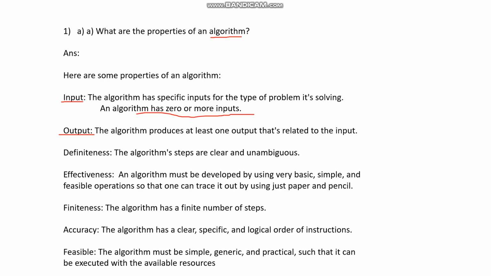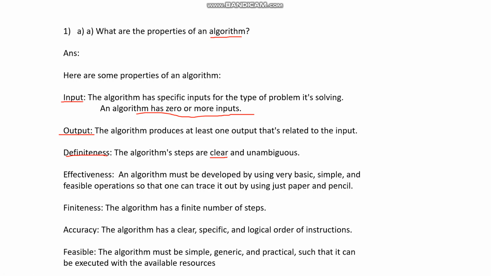Let's come to the third property, definiteness. Here definiteness stands for the algorithm steps being clear and unambiguous. Clear stands for whenever we are writing the algorithm steps, they must be in an understandable format. And unambiguous stands for don't write the steps again and again. Don't repeat the same step again. That is called unambiguous.